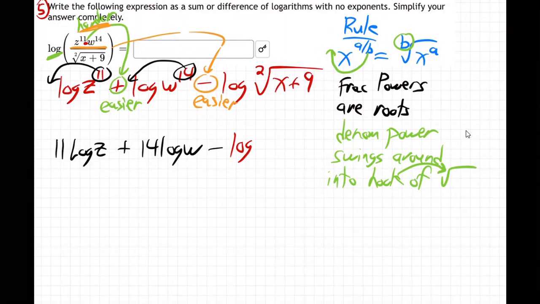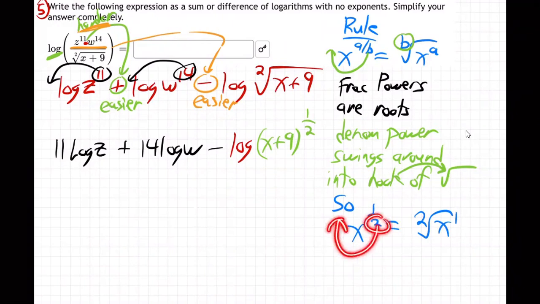So okay, so then let's use it on this problem. So therefore, this becomes x plus 9 to the 1/2. How did I come up with that? Let me write it down here. So I'll just say, x to the 1/2 is the square root of x. How so? Well, right? See how that's a perfect application? Remember, this 2 swings around into the hook?